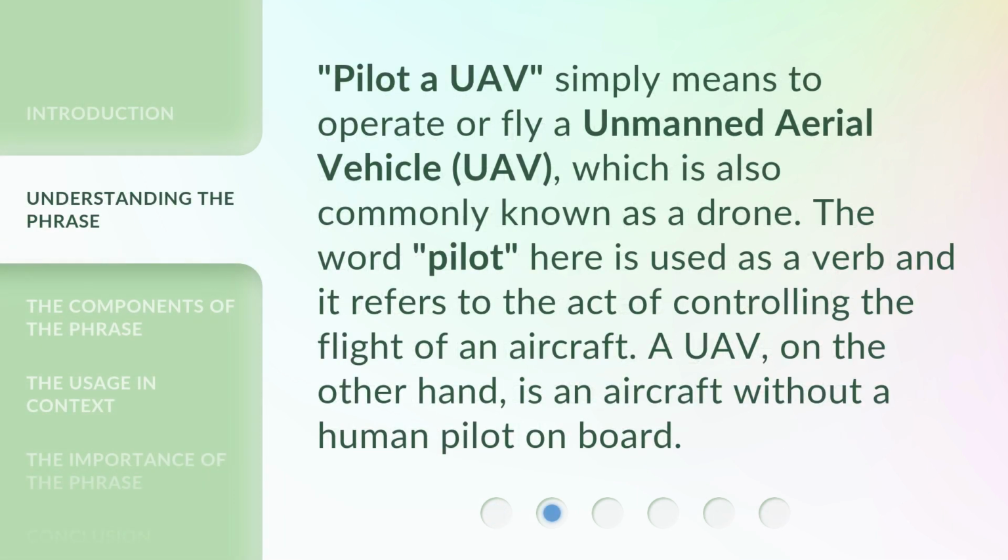"Pilot a UAV" simply means to operate or fly an unmanned aerial vehicle, UAV, which is also commonly known as a drone. The word "pilot" here is used as a verb, and it refers to the act of controlling the flight of an aircraft. A UAV, on the other hand, is an aircraft without a human pilot on board.